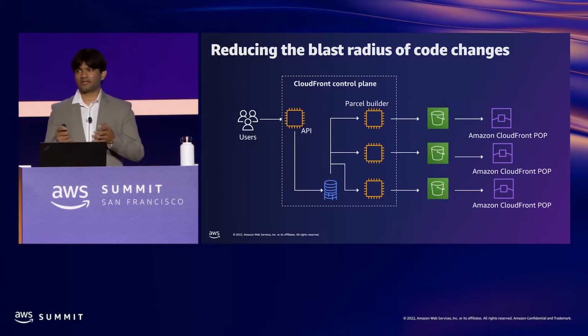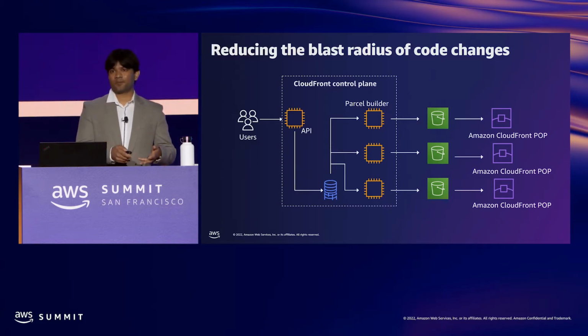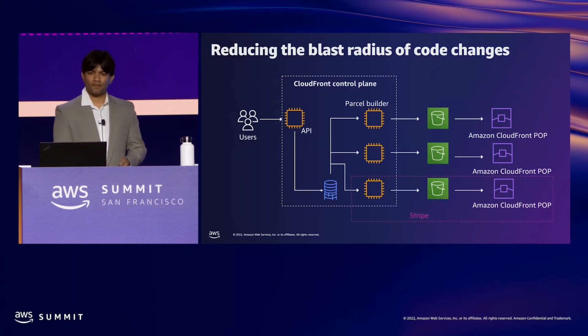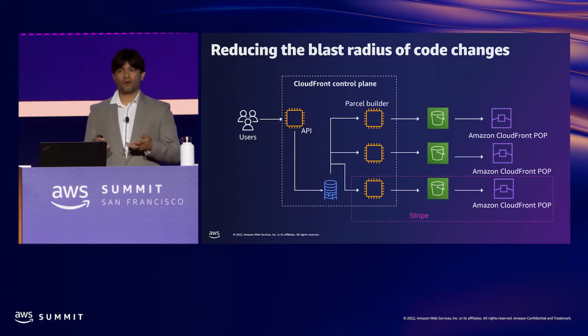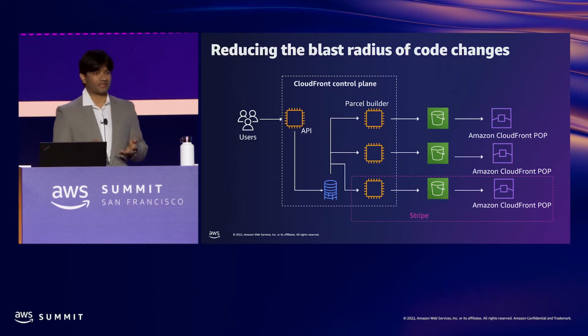They're put across multiple S3 buckets in multiple regions. And these Edge POPs will then go and fetch these configs. And when we deploy these changes, what we do is striping. So striping essentially is a collection of components in different parts of the system that are isolated from each other when it comes to ingesting the config.